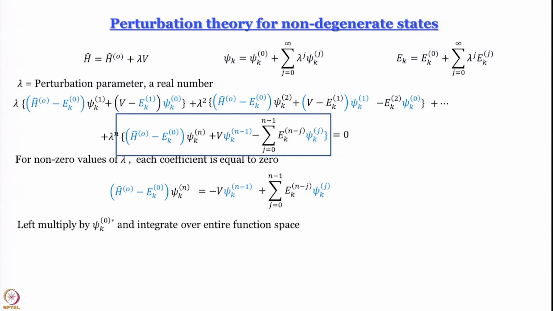So now when we have something like this, to simplify, as we have said earlier, the most common technique in quantum mechanics is to left multiply by a complex conjugate of an appropriate wave function and integrate over the function space. And the appropriate wave function in this case is ψ_k^(0). We are working with the kth state, so it is natural that we left multiply by the complex conjugate of one of the wave functions associated with this state, and the best thing to do is to take ψ_k^(0) because that is the unperturbed wave function. That is going to simplify the problem, as we will see. So we left multiply by ψ_k^(0) and integrate over all space.